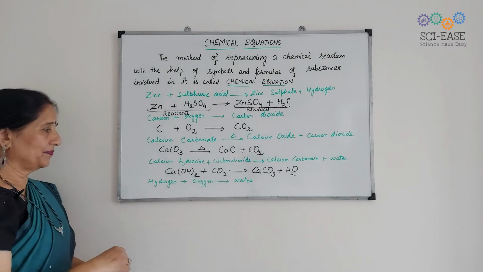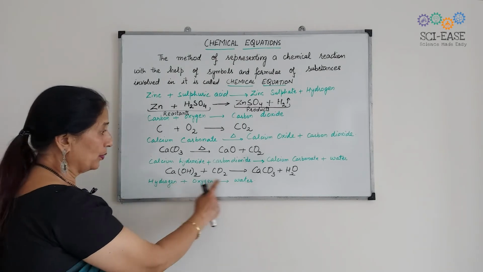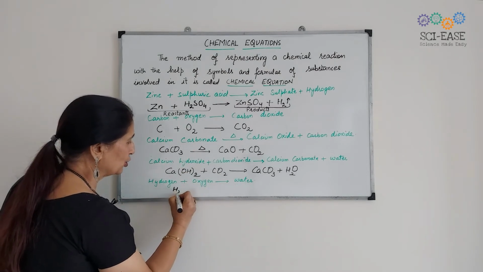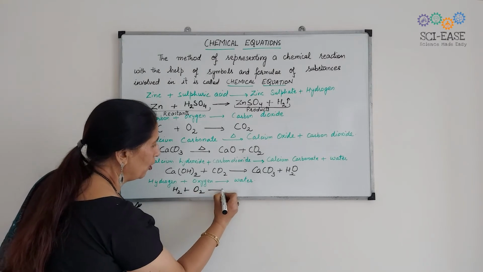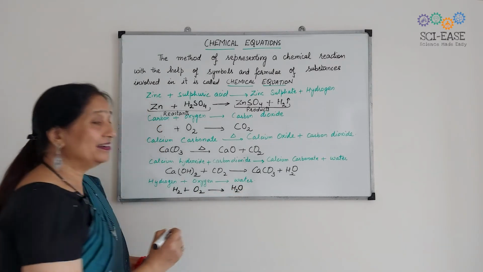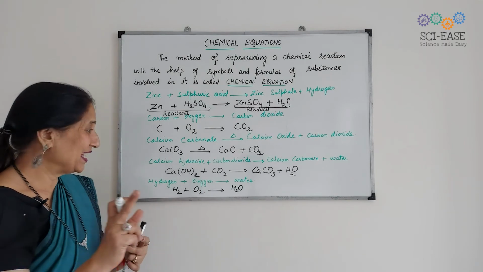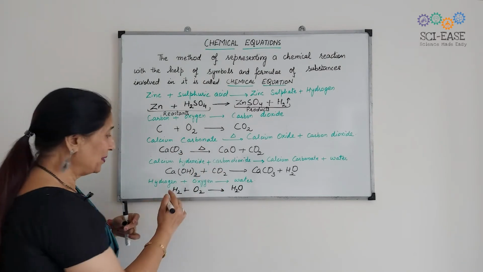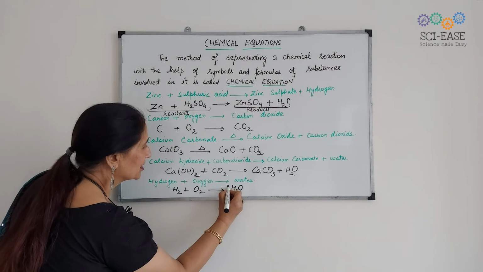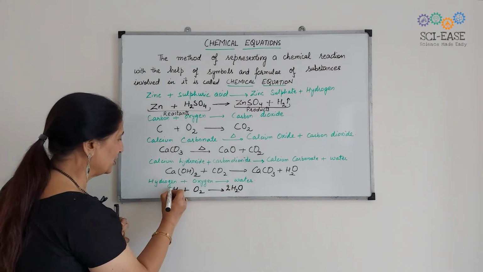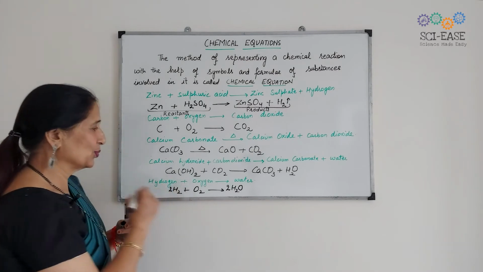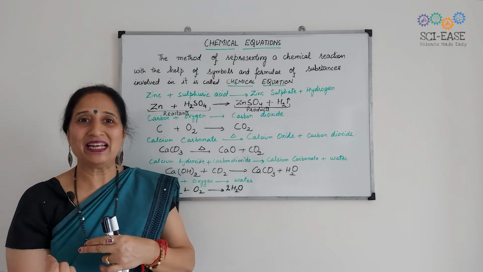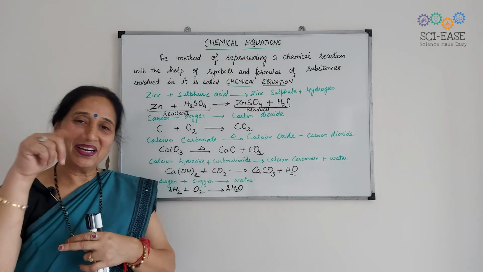Now come to the next word equation, that is hydrogen plus oxygen forming water. Here H2 plus O2 forming H2O. Here one thing I want to tell you, that these equations are already balanced. But here I will put 2 in front of water and 2 in front of H2. So in detail, in the next video, I will tell you about balanced and unbalanced chemical equations.